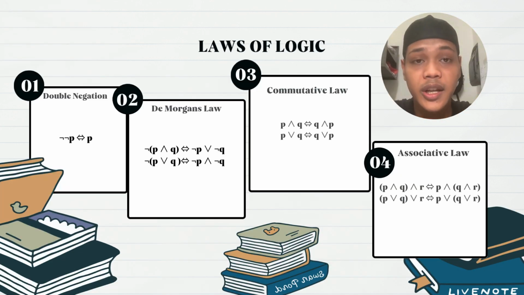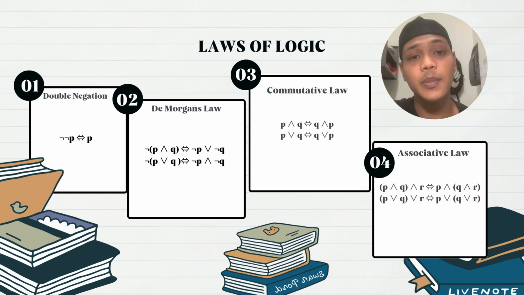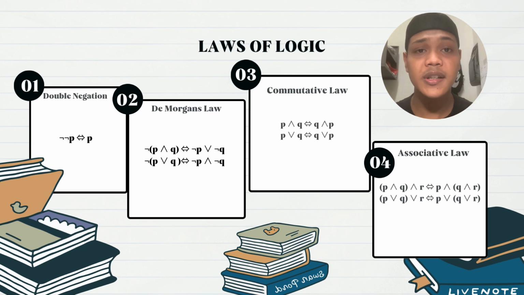Okay, Assalamualaikum. Today I will explain 12 important laws of logic in simple terms. These laws help us understand how logical statements work in mathematics and computer science. First, the double negation law. If we say not not P, it's the same as just saying P. Double negatives cancel out. And second, De Morgan's law.